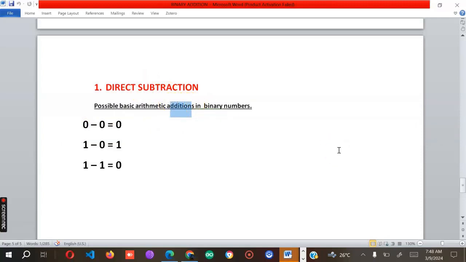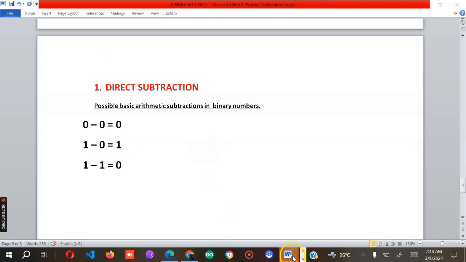If you look at the first scenario that we have, in subtraction, we have 0 minus 0 is equal to 0, while 1 minus 0 is equal to 1, and lastly, whenever you subtract the same digits you always get 0. So 0 minus 0 is equal to 0, 1 minus 1 is equal to 0. But 1 minus 0 is equal to 1.